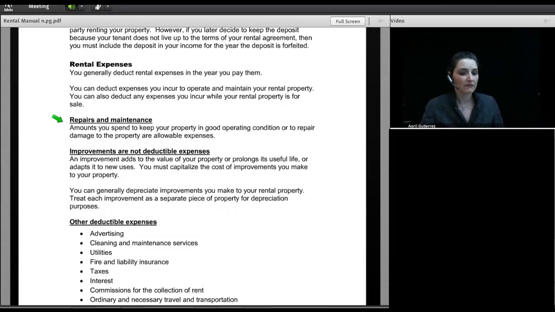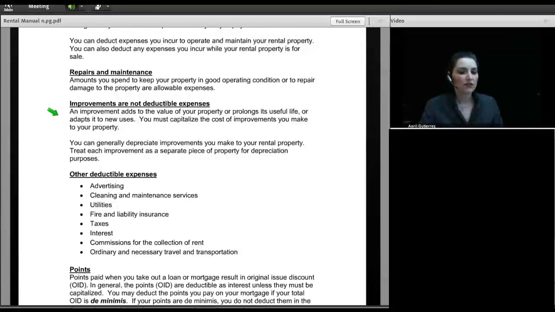Repairs and maintenance. Amounts that you spend to keep your property in good operating condition or to repair damage to the property are allowable expenses. Improvements are not deductible expenses. An improvement adds to the value of your property or prolongs its life or adapts it to new uses. You must capitalize the cost of improvements you make to your property.